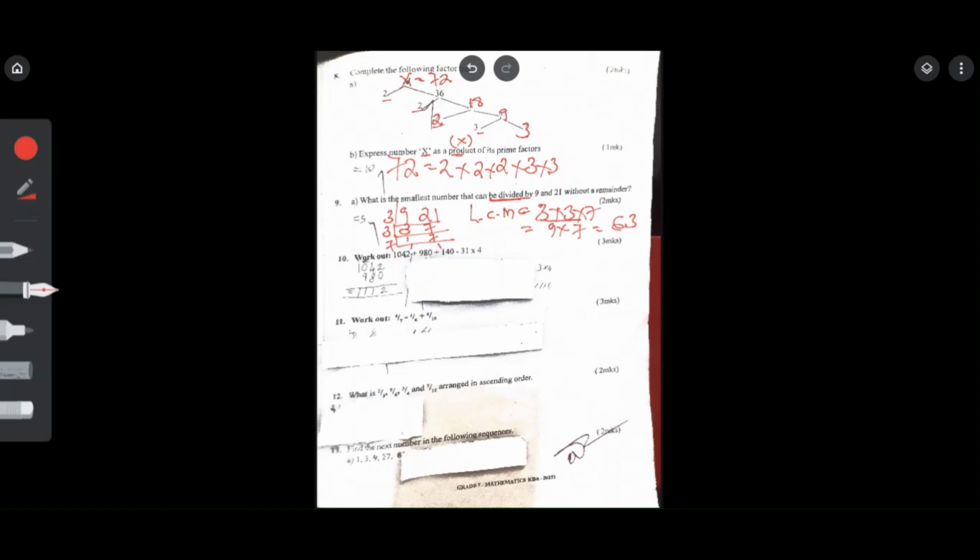This is 1042. We are adding 980. Then you're dividing by 140. Then you subtract 31. Then you multiply by 4. I'm sorry, let me extend the rest of the working to the next video. So make sure you check the next video so that I can continue from number 10. So let me open the next video. I'll just give the same topic, but now part 2 of this one.